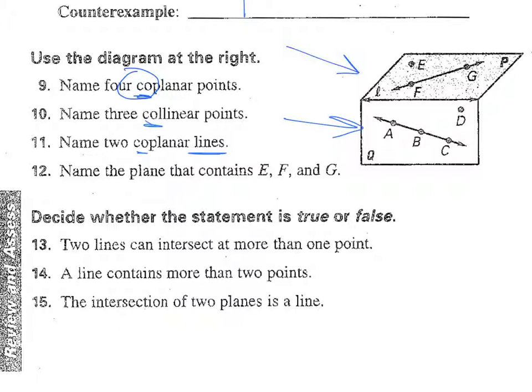And I also wanted to make sure you see, in the picture, we've got a line here, a line here, and there's also one right here. This is line L. Okay? And then in number 12, name the plane that contains points E, F, and G. What plane contains those 3 points?